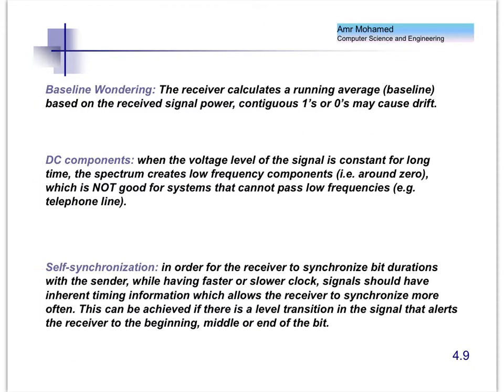criteria or metrics that we will use to evaluate the pros and cons of each of the line coding schemes. We talked about baseline wandering, DC components, and the self-synchronization. The first two are phenomena that really deteriorate the performance. So baseline wandering happens if the baseline wanders up or down, in which case it actually increases the probability of error. And DC component happens when we have very high power at zero frequency.